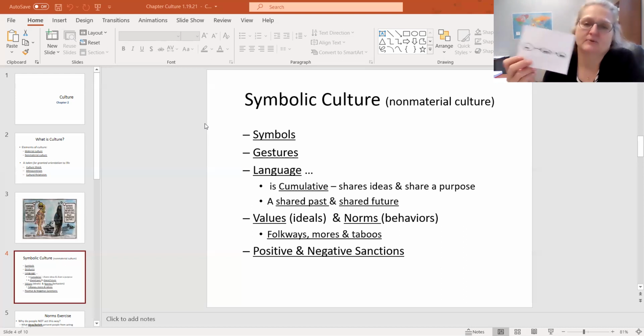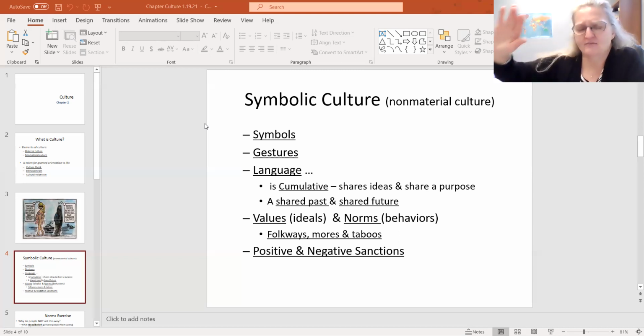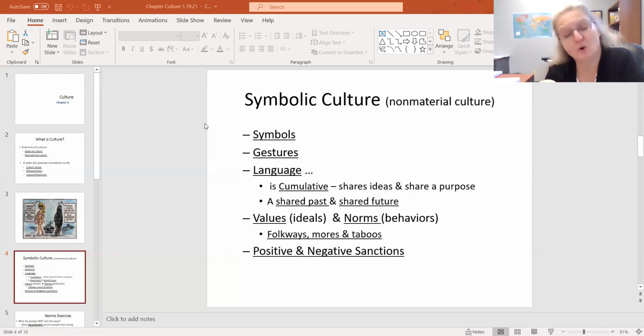Now, I want to back up and talk a little bit more specifically about norms. Norms are important because they make life predictable, but not all norms are equally important. We have in our culture a hierarchy, like a scale. At the bottom of the scale are what are called folkways.